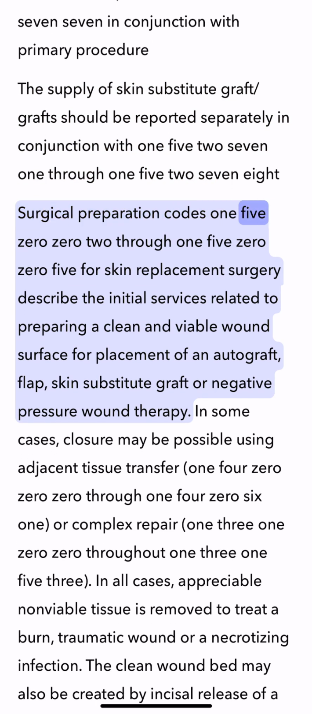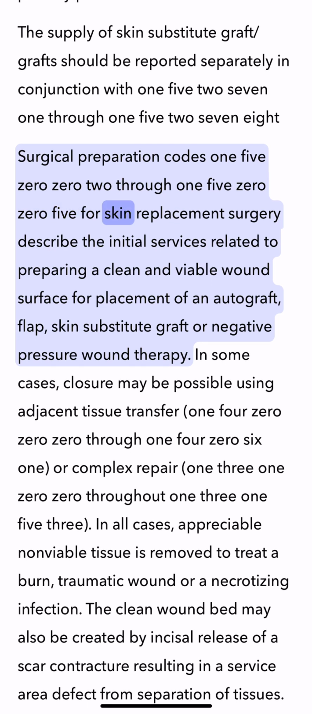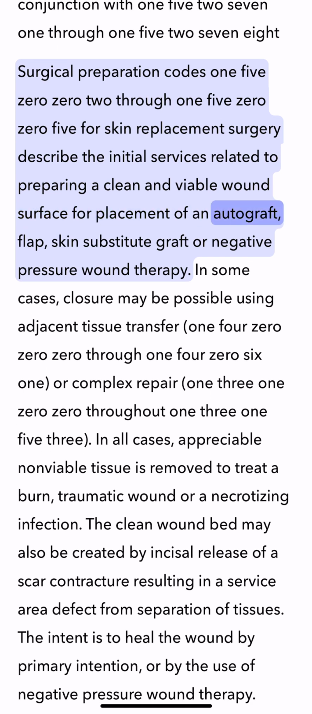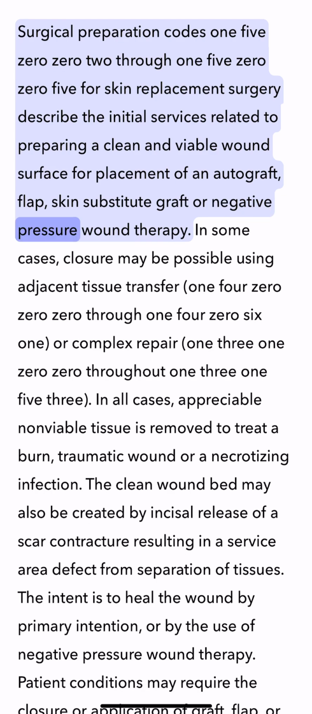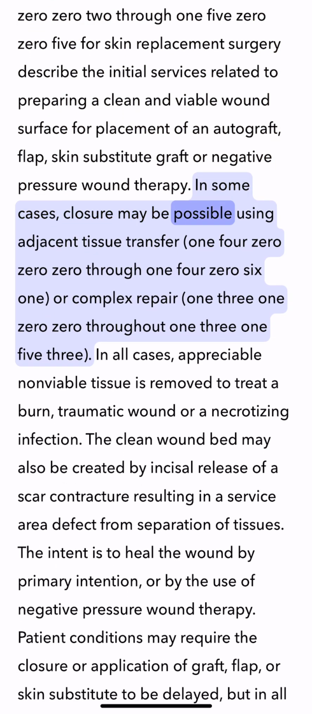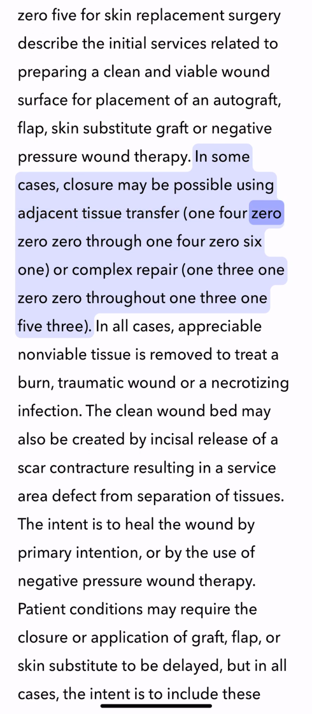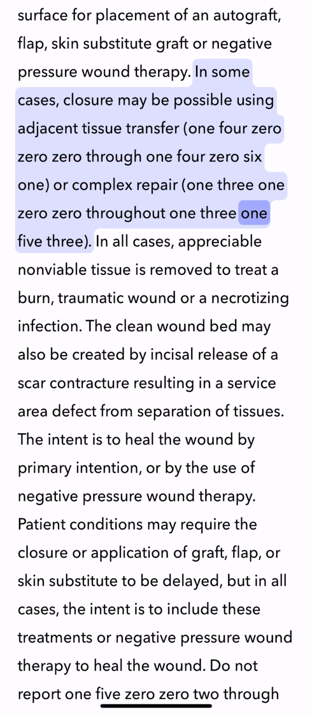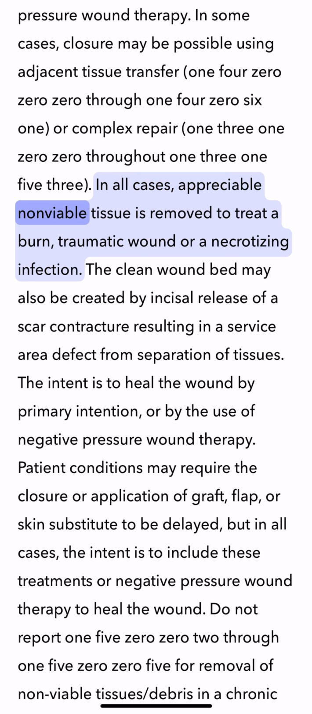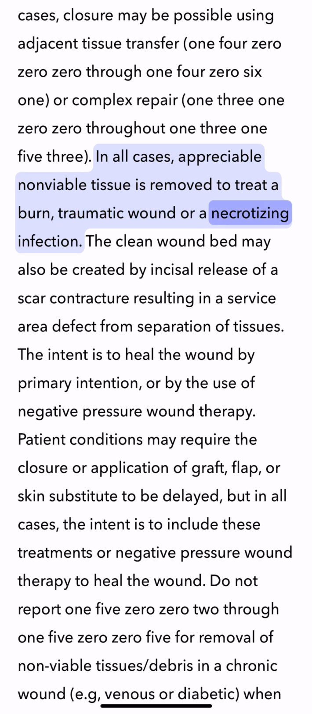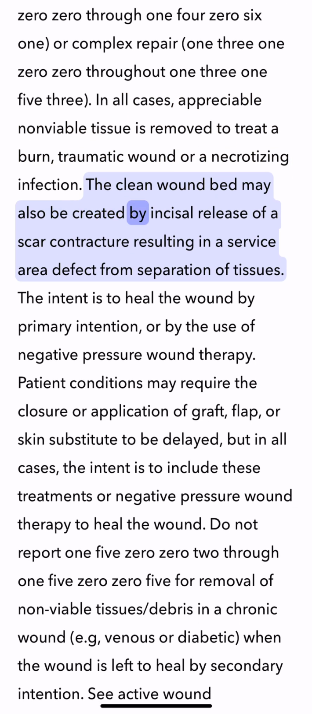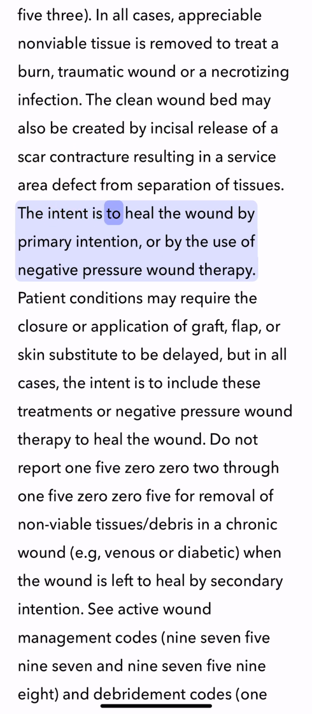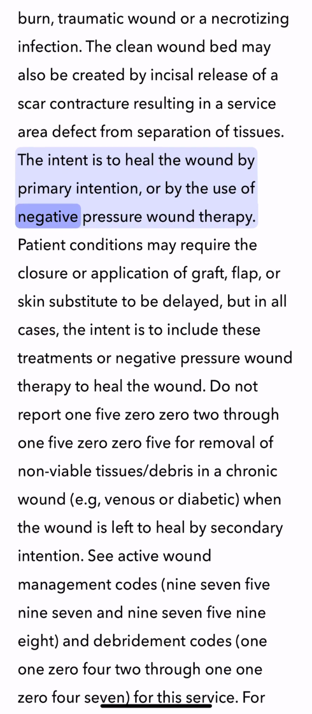Surgical preparation codes 15002 through 15005 for skin replacement surgery describe the initial services related to preparing a clean and viable wound surface for placement of an autograft, flap, skin substitute graft or negative pressure wound therapy. In some cases, closure may be possible using adjacent tissue transfer, 14000 through 14061, or complex repair, 13100 through 13153. In all cases, appreciable non-viable tissue is removed to treat a burn, traumatic wound or a necrotizing infection. The clean wound bed may also be created by incisional release of a scar contracture resulting in a surface area defect from separation of tissues. The intent is to heal the wound by primary intention, or by the use of negative pressure wound therapy.